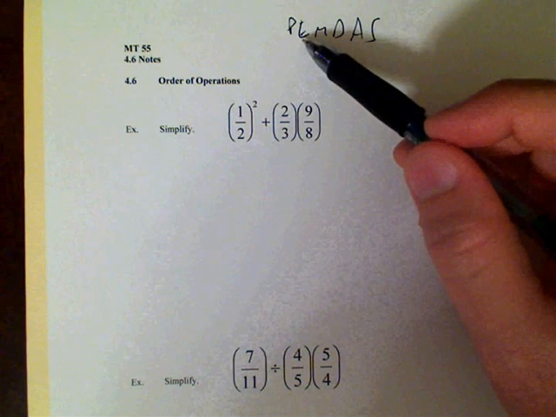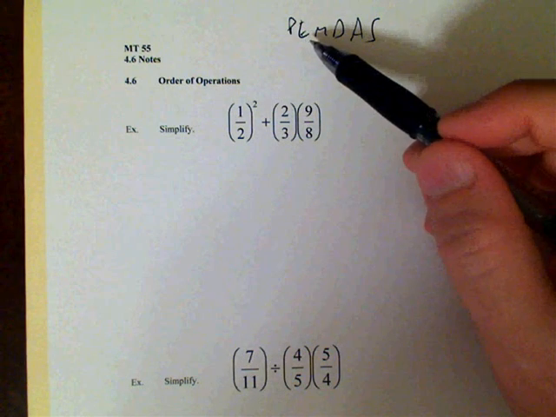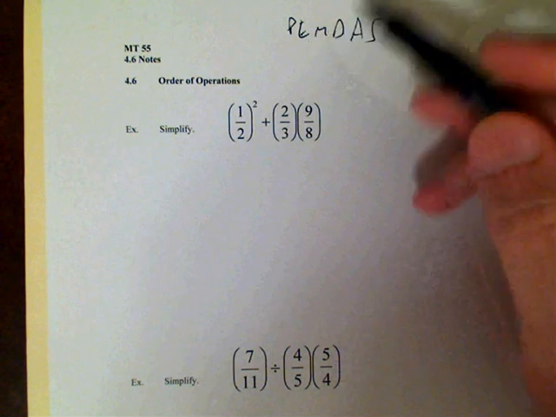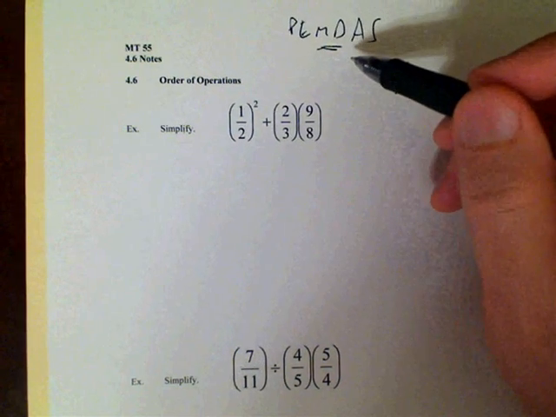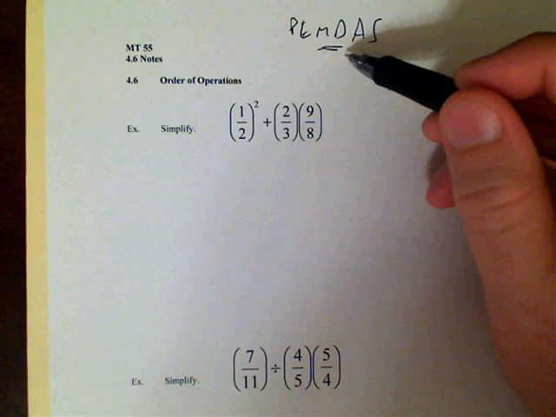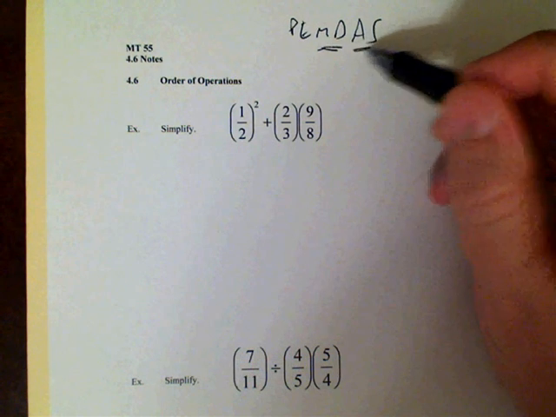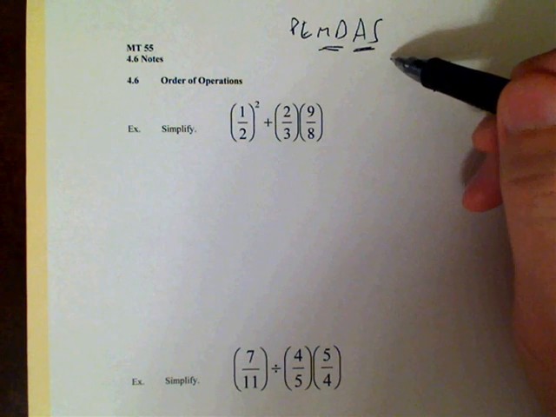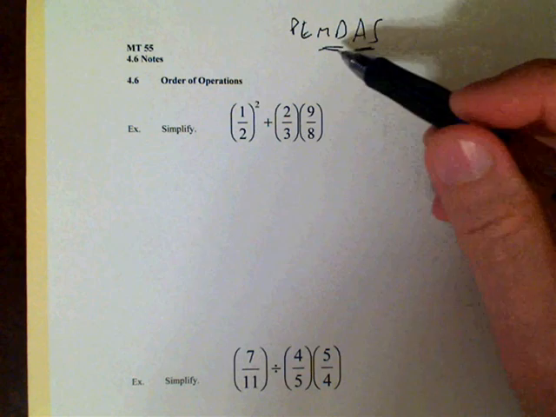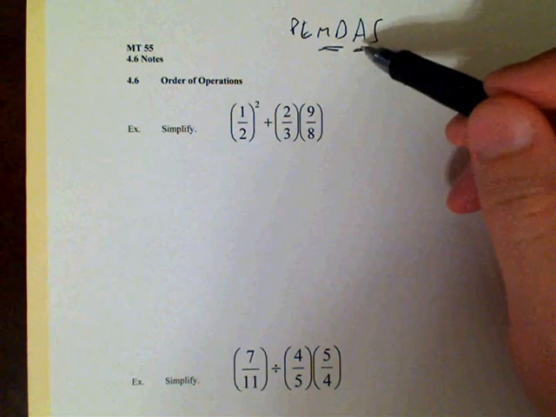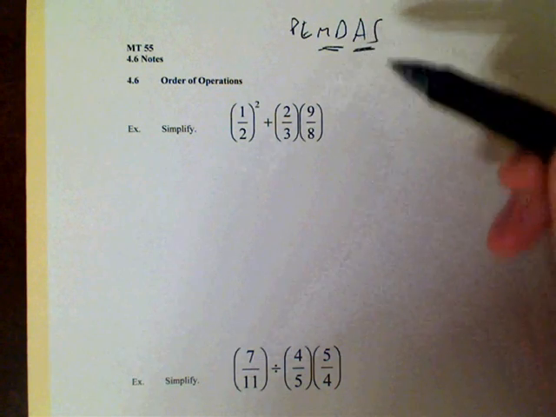Some people call it GEMDAS. G stands for grouping symbols. E stands for exponents. M and the D go together. It's multiply and divide, whichever comes first from left to right. The A and the S go together. It's add and subtract, whichever comes first from left to right. So PEMDAS could be PEDMAS, PEMDSA, or PEDMSA. Keep that in mind. Here we go.